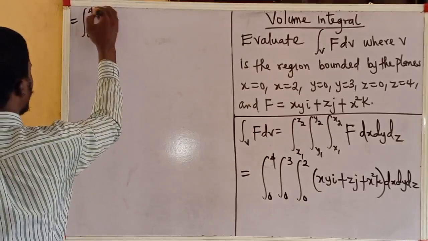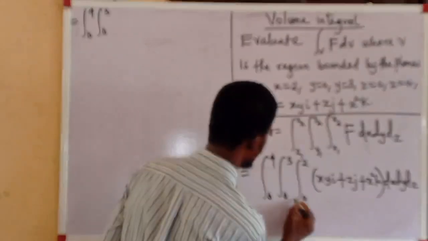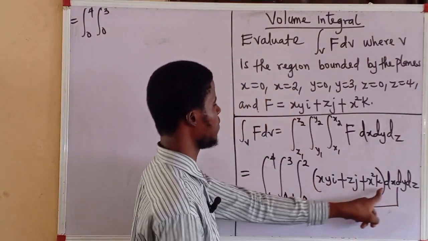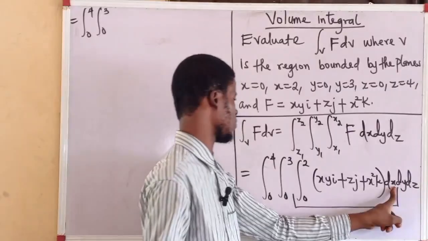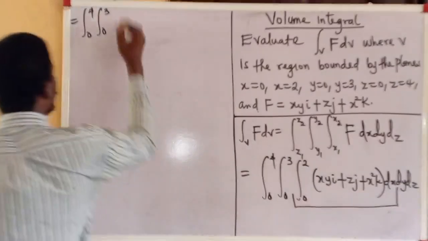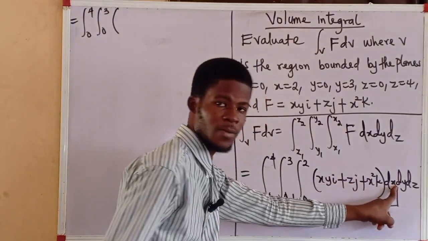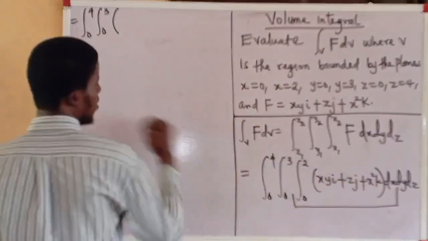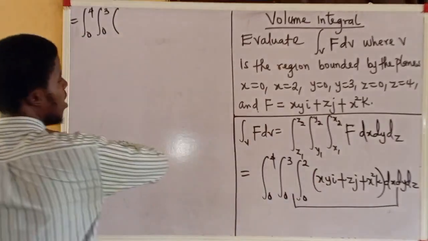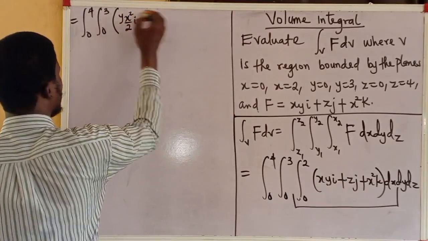The integral from 0 to 4, the integral from 0 to 3. So I want to integrate this. I'll take this first, integrating with respect to x. Integrate the vector function with respect to x first of all, then we apply the limit of integration on the result. Y will be taken as a constant. So if we integrate x with respect to x, that's x squared over 2. So we have y x squared all over 2 times i.